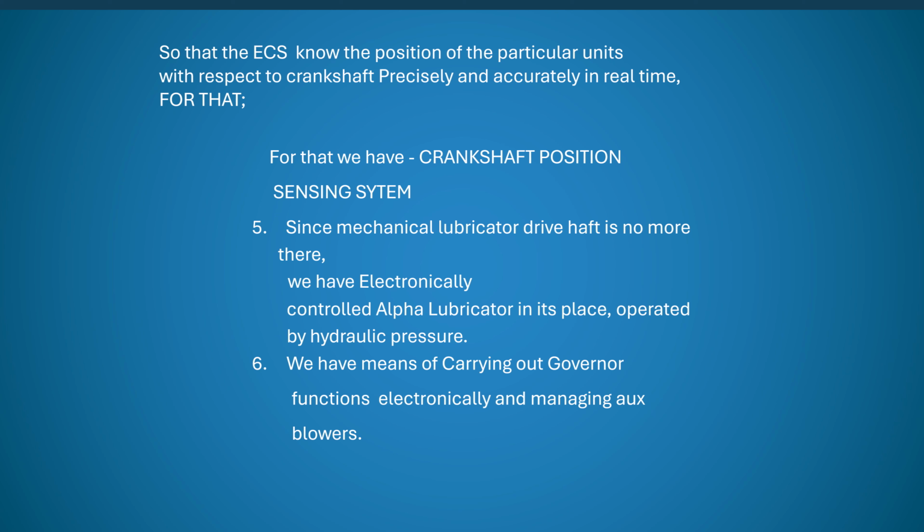Since the mechanical lubricator drive shaft is no longer there, we have an electronically controlled Alpha lubricator operated by hydraulic pressure. We have a means of carrying out the governor function electronically, and of managing the starting and stopping of auxiliary blowers. Also, the hydraulic auxiliary pump, which is used for generating hydraulic pressure, is controlled by electronic methods.